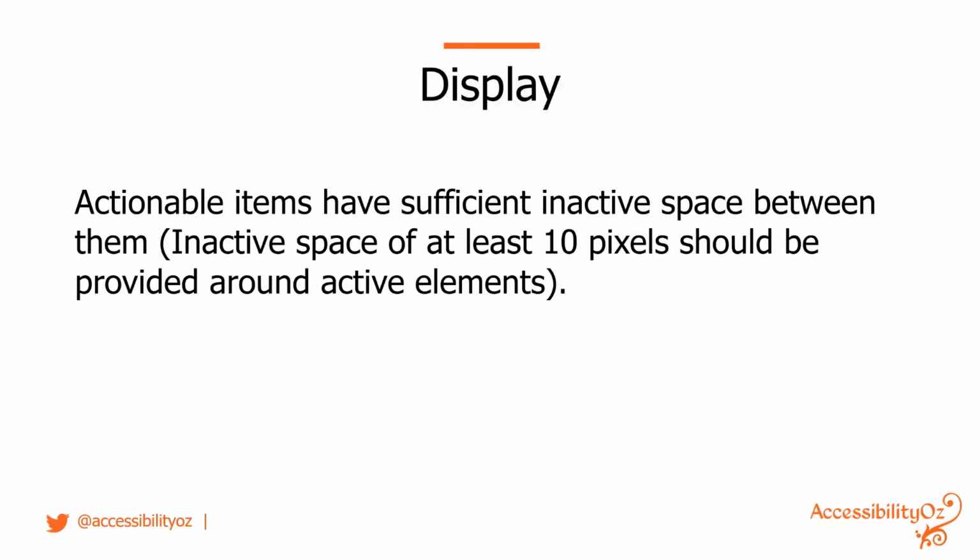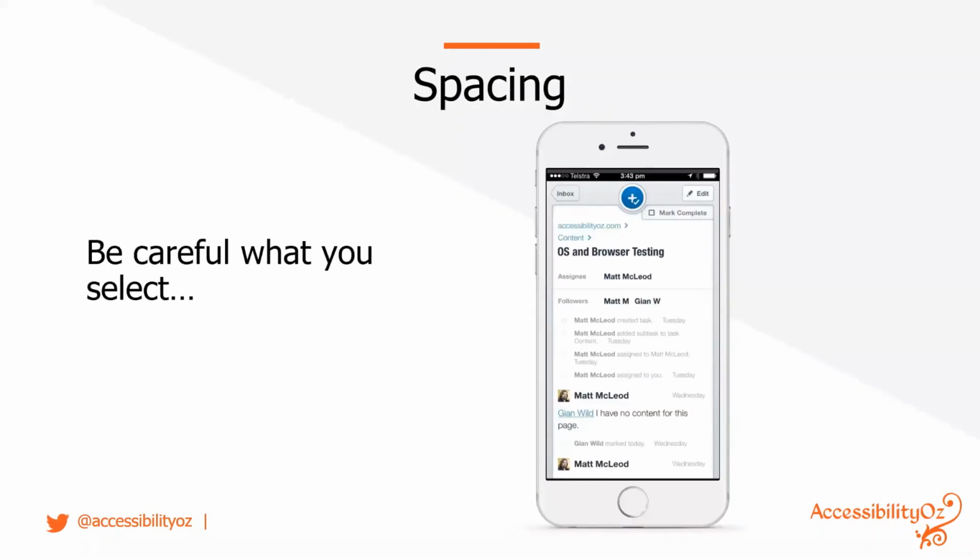Actionable items have sufficient inactive space between them. Inactive space of at least 10 pixels should be provided around active elements. So this here is an example, once again, of Asana that has this problem.